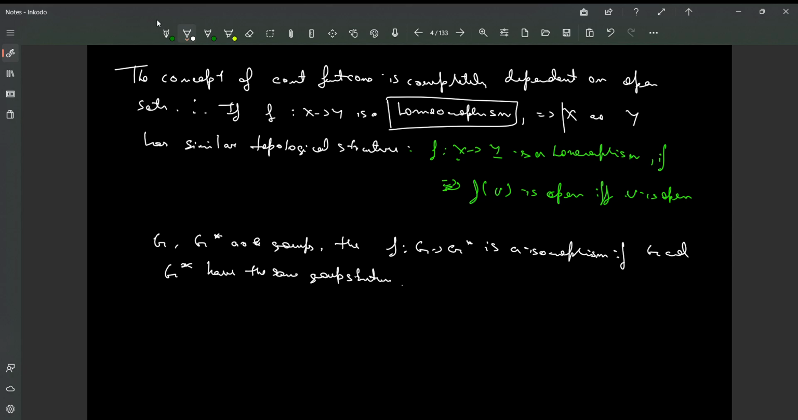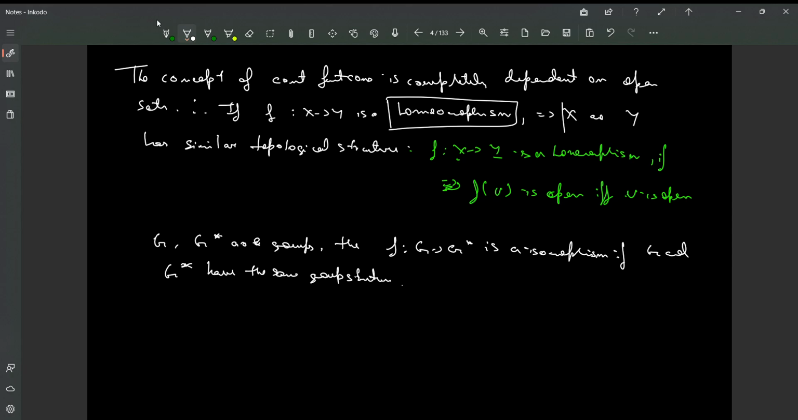Here we have the concept of a homeomorphism, to be very specific. Two topological spaces are homeomorphic if there exists a bijective continuous mapping such that its inverse is also continuous. The other trivial conclusion which we can draw is that they have the same topological structure. Then we can say that they are homeomorphic.